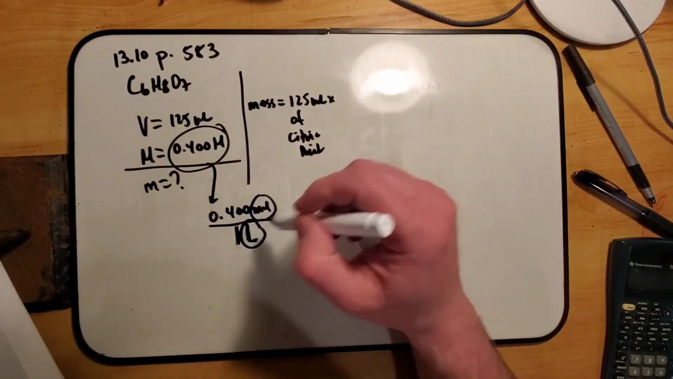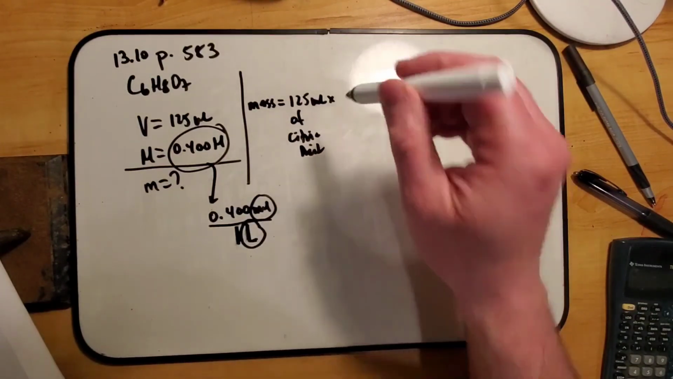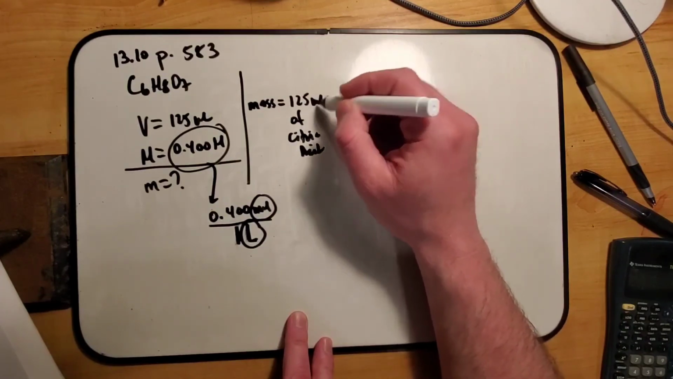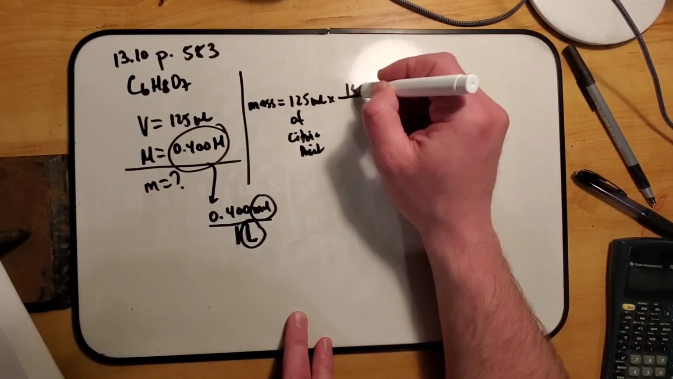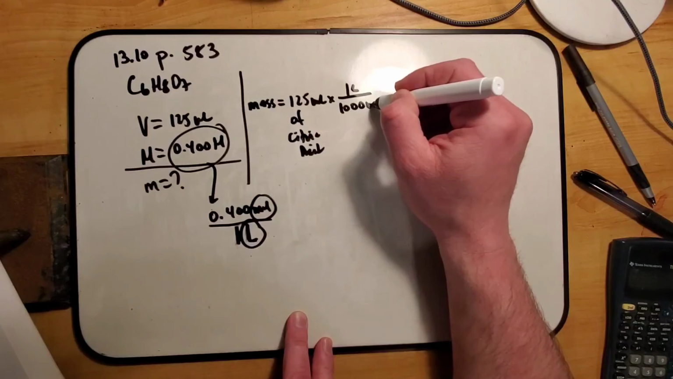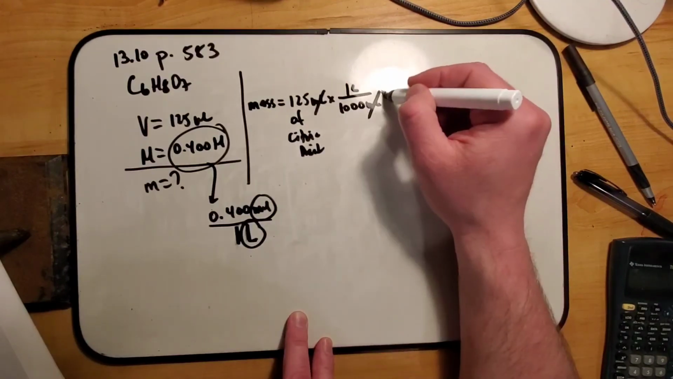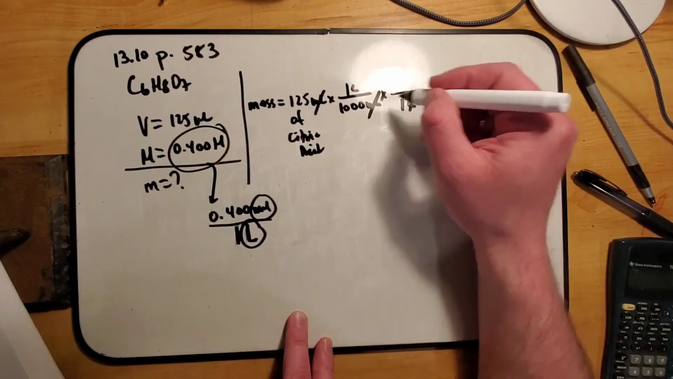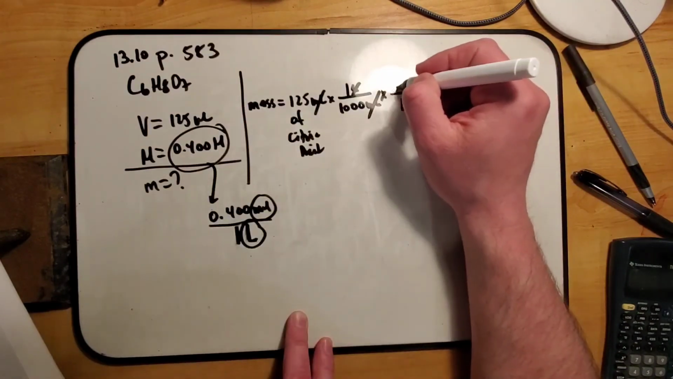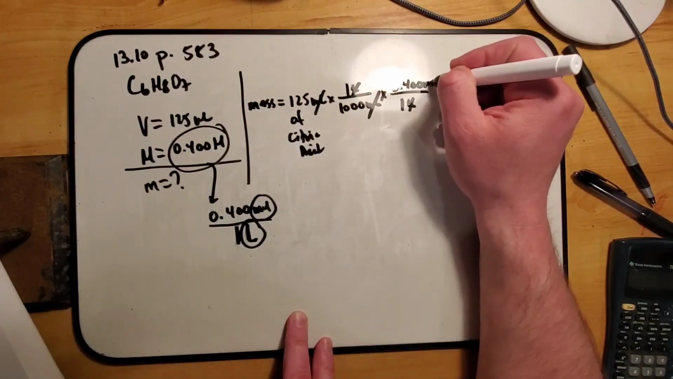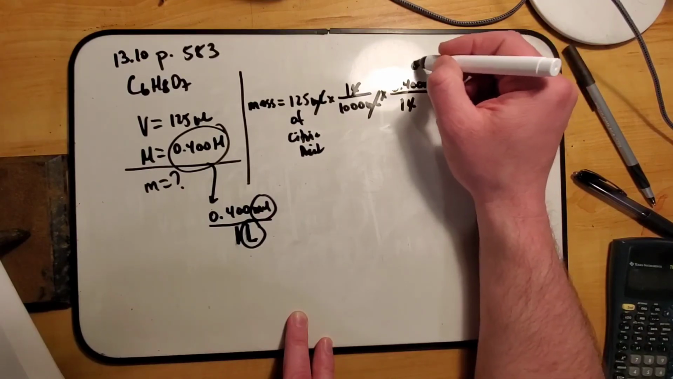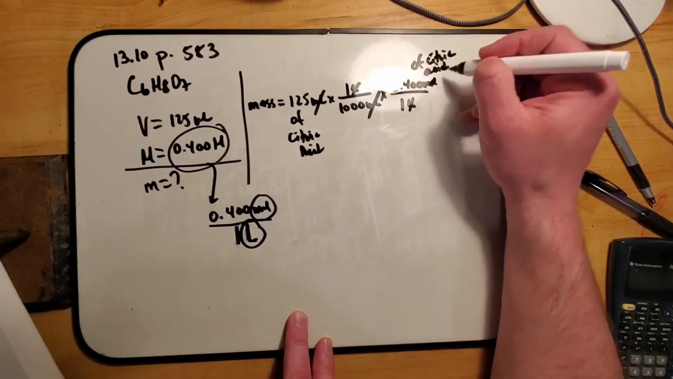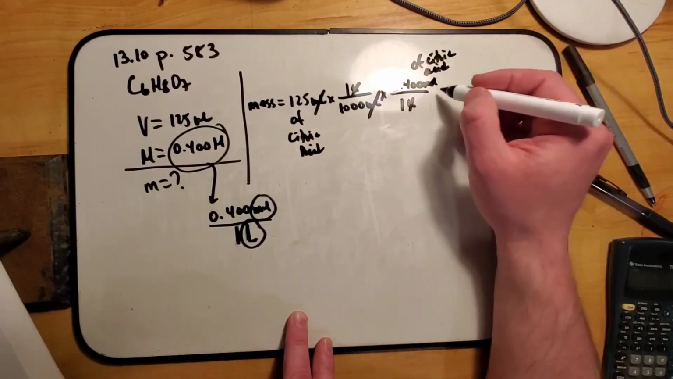But I cannot use the conversion factor yet because here I got milliliters and here I got liters. So I have to convert these milliliters into liters. So I'm going to say 1 liter contains 1000 ml, cancel. And now I can convert this into the moles, because 1 liter of this solution is equivalent to 0.400 moles of citric acid. I don't have space in here, so I'm going to write it on top, but it belongs to this.